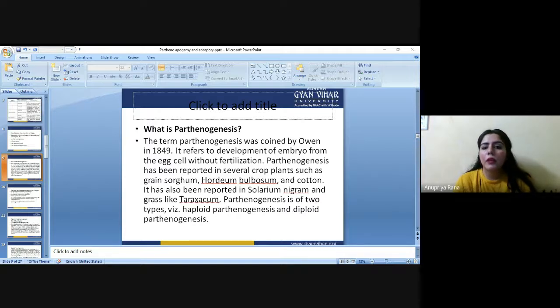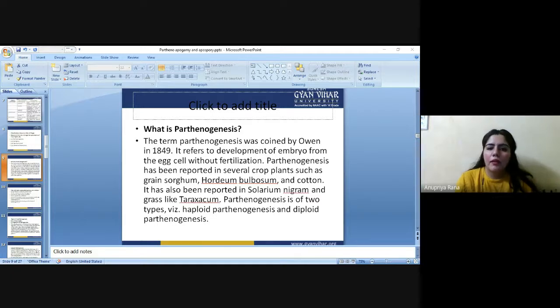The term parthenogenesis was coined by Owen in 1849. It's an ancient one, not very ancient, but a little ancient, so we cannot call it a modern process. We have known it for about two centuries. It refers to the development of an embryo from the egg cell without fertilization. This is the principle of apomixis, that they do not get fertilized.